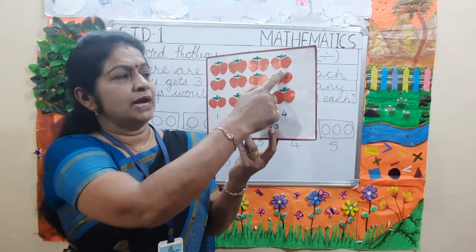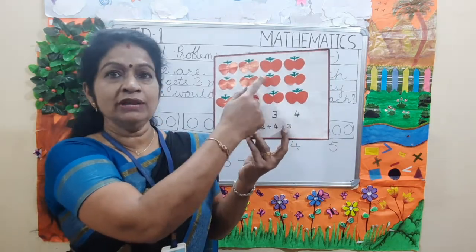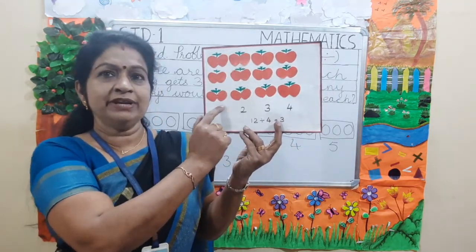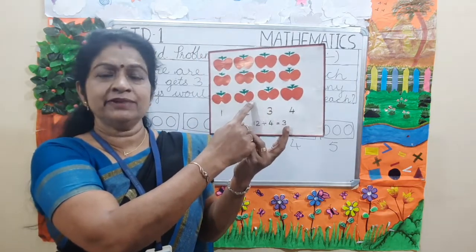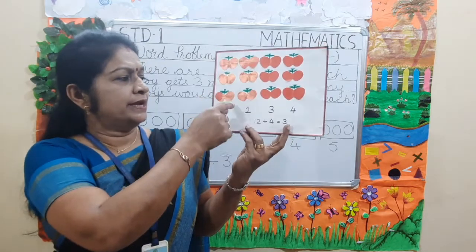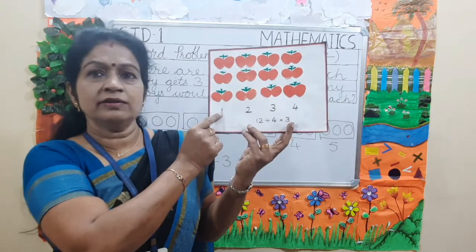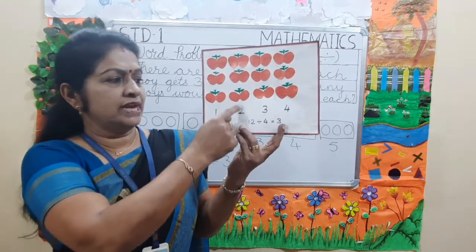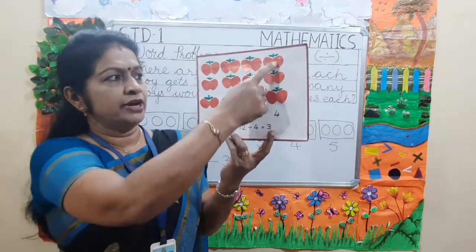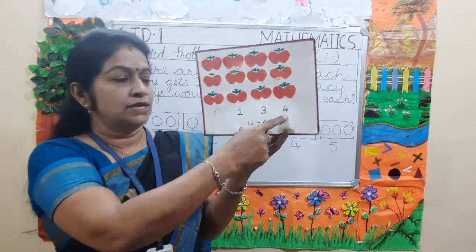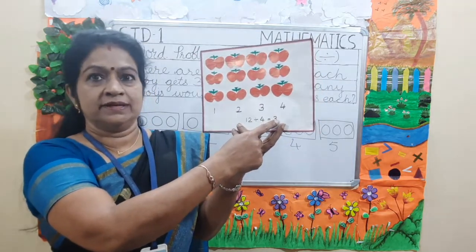So children, here is one more example. Here are 12 apples. 1, 2, 3, 4, 5, 6, 7, 8, 9, 10, 11 and 12 apples. This has to be equally divided among 4 girls. So how many apples one girl will get? So you can divide them into 4. So 1, 2, 3 apples will get the first girl. Again 1, 2, 3 apples will get the second girl. 1, 2, 3 apples will get the third girl, and 1, 2, 3 apples will get the fourth girl. So 12 divided by 4 is equal to 3.